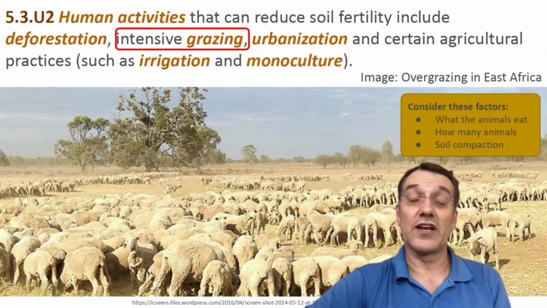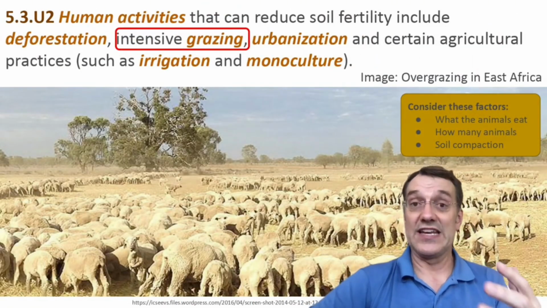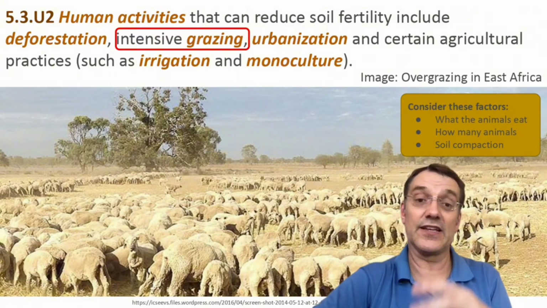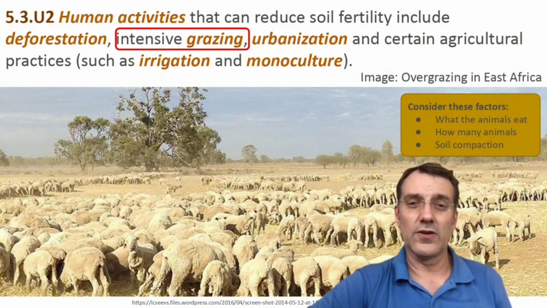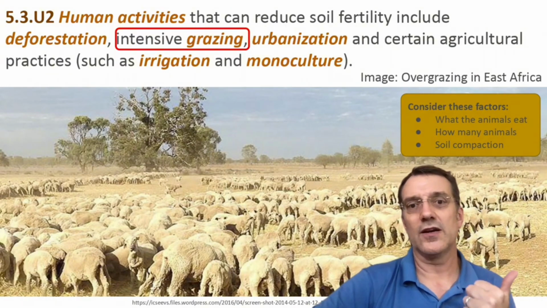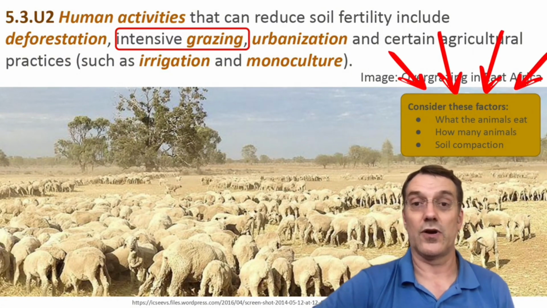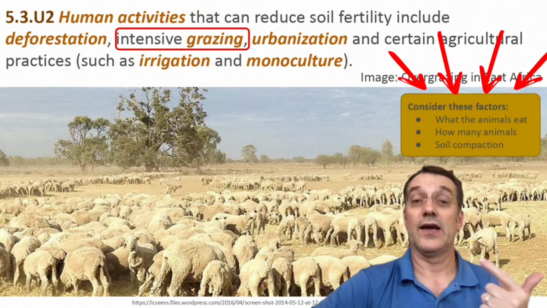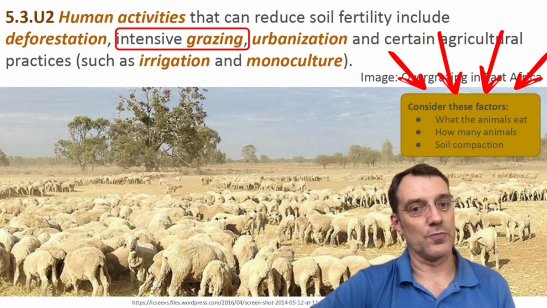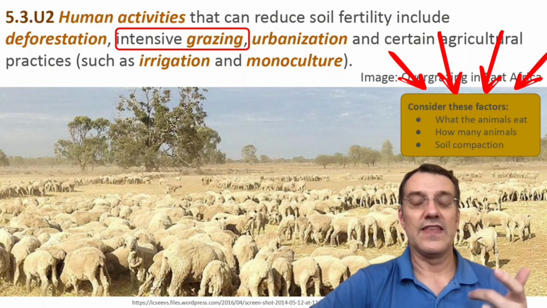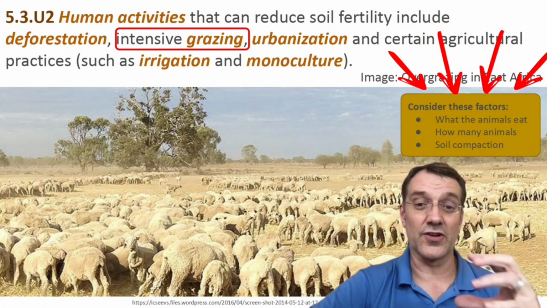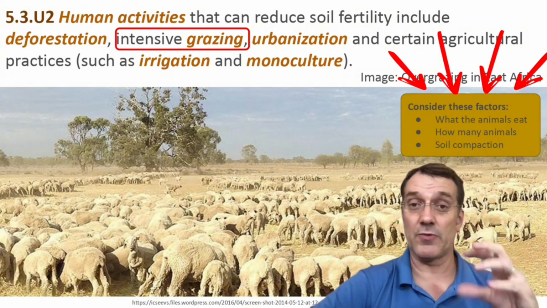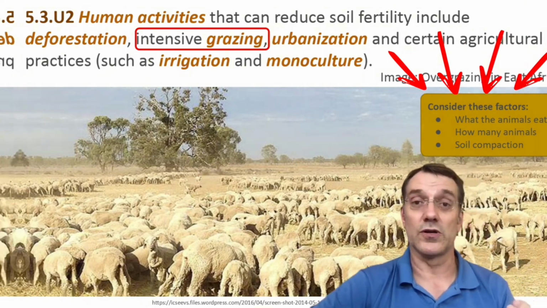Moving on to our understanding of human impacts, we see how intensive grazing can significantly affect soil health. When you take a look at this image, consider 3 critical factors. First, what the animals eat. Second, how many animals are present. And third, the impact of soil compaction from all of their hooves stamping around the ground for so long.